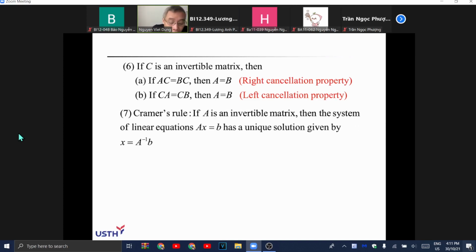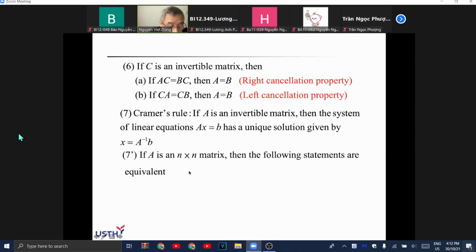Property number 7, a very important thing with a name. The name is Cramer's rule. If A is an invertible matrix, then the system of linear equations AX equals B has a unique solution, and that solution is given by that formula. In the next few weeks, you will study that when we continue with the determinant, and we will know how to find the solution here.